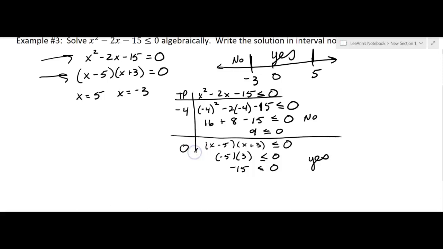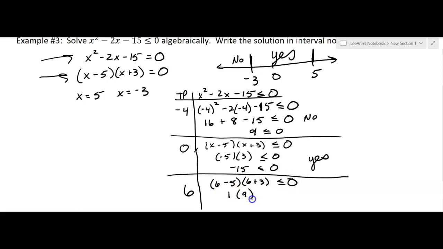And then finally, I would pick a point greater than 5. So maybe I'd pick 6. If I use the factored form, maybe it's easier. I'll leave that up to you, which way you want to do it. But I'd have 1 times 9. Is that less than or equal to 0? No.